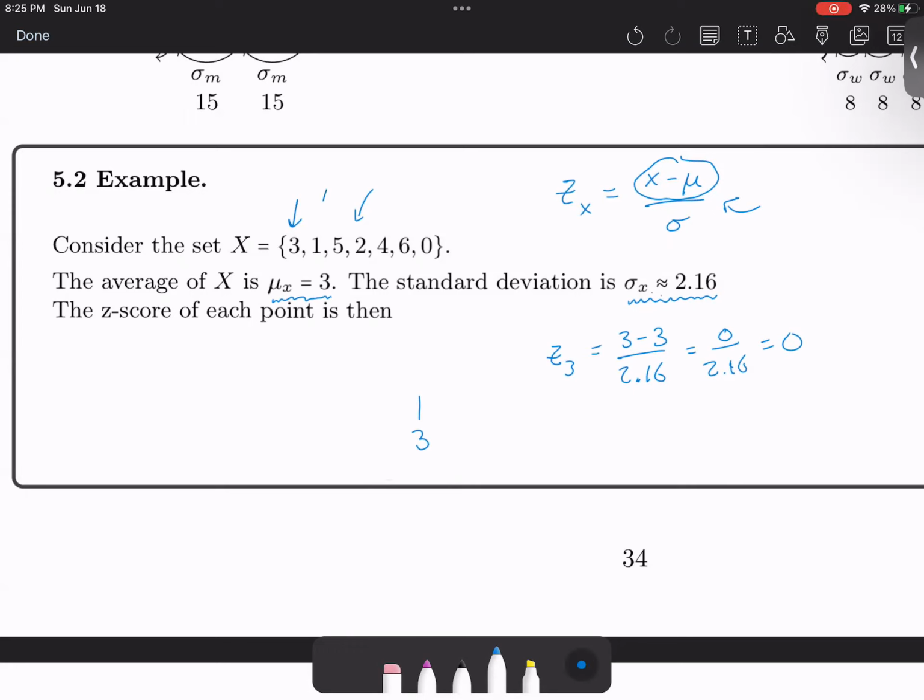Now let's compute the z-score of the second point, 1. The z-score for 1 will be 1 minus 3, because that's the average, divided by the standard deviation, 2.16. So if you compute this, you get minus 2 divided by 2.16. That gives you about minus 0.93. So that tells me that 1, sitting right here, is 0.93 standard deviations to the left, right? That's what that negative right there means.